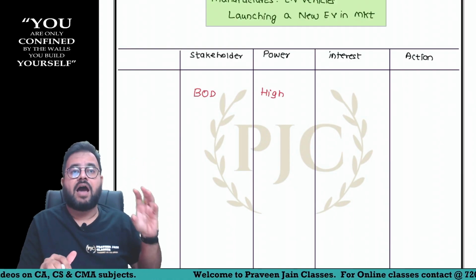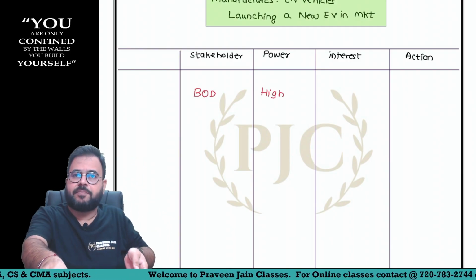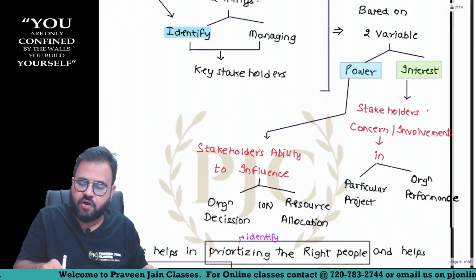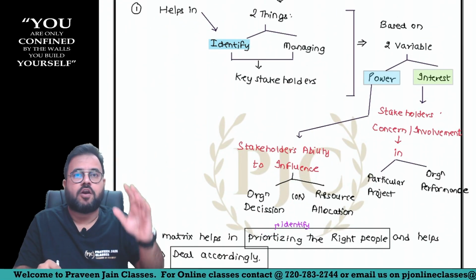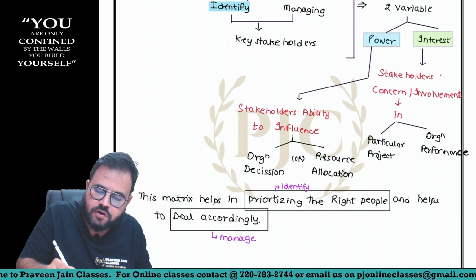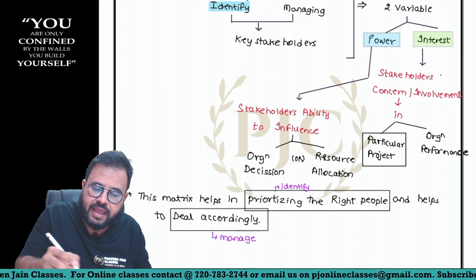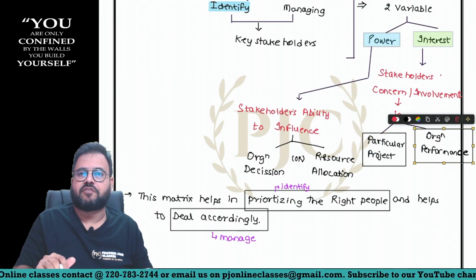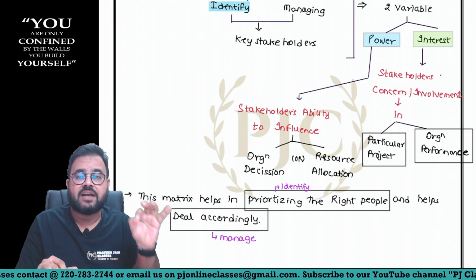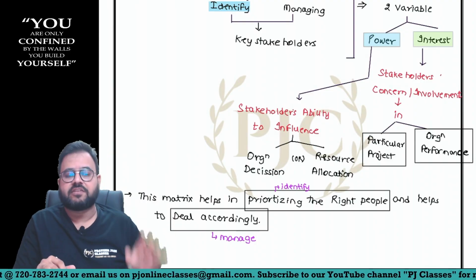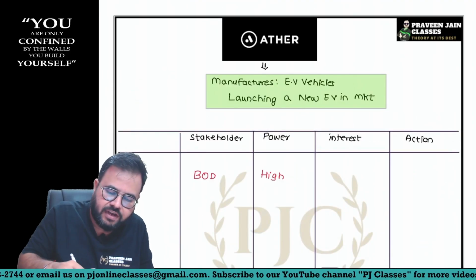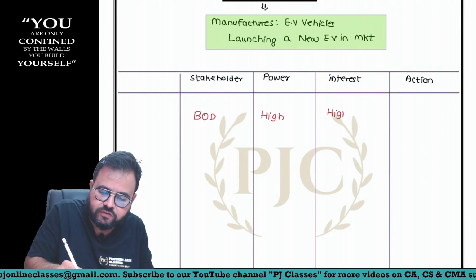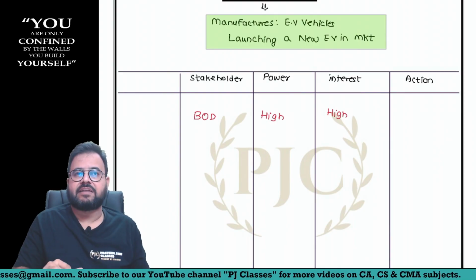Tell me, are they having interest in the company? Do you think they are concerned or involved in a particular project or the organization's performance? Don't you think you will rank or measure the performance of the board based on the organization's performance? Definitely they are concerned and involved in the organization's performance. So definitely the board is having high concern and high interest also. So high power is there, high interest is also there.